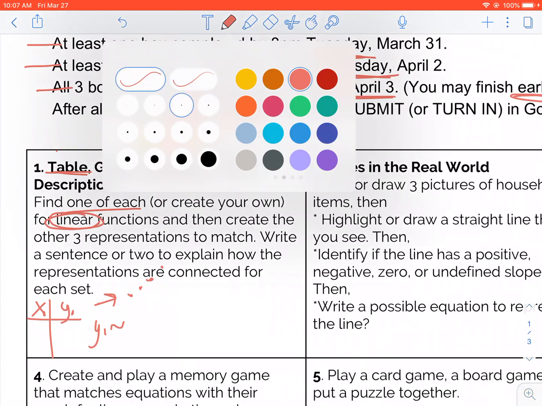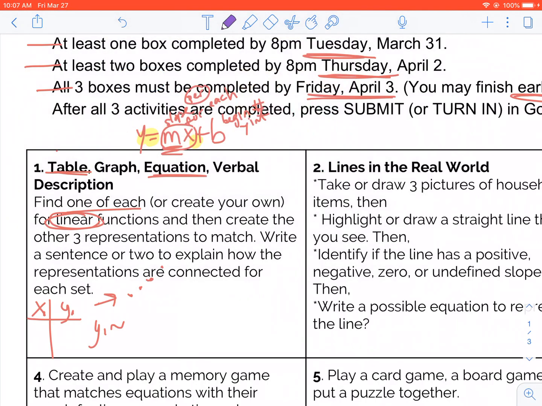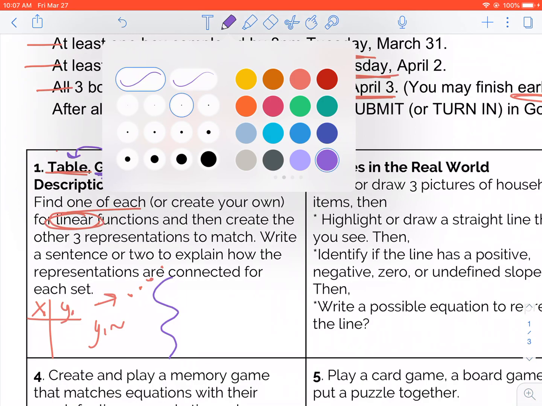Then it says that you're going to do that for each of the things. So the next thing that you're going to do is start off with a graph. This time you're going to create a graph, and then you're going to do a table, an equation, and a verbal description starting from your graph. So you're going to have a whole set of those.